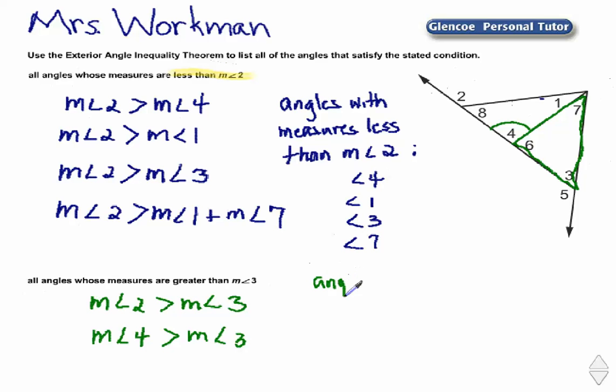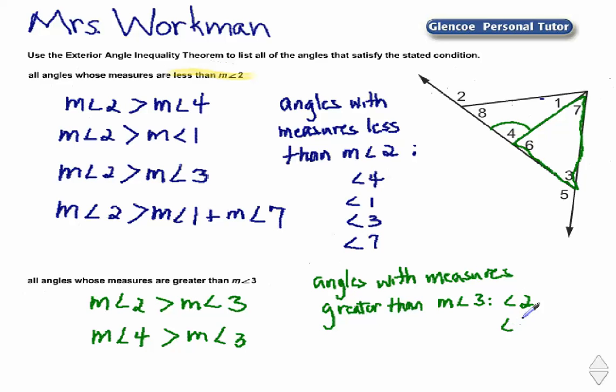So angles with measures greater than the measure of angle 3 would be, according to these statements, angle 2 and angle 4. All of these answers we were able to surmise using the exterior angle inequality theorem.